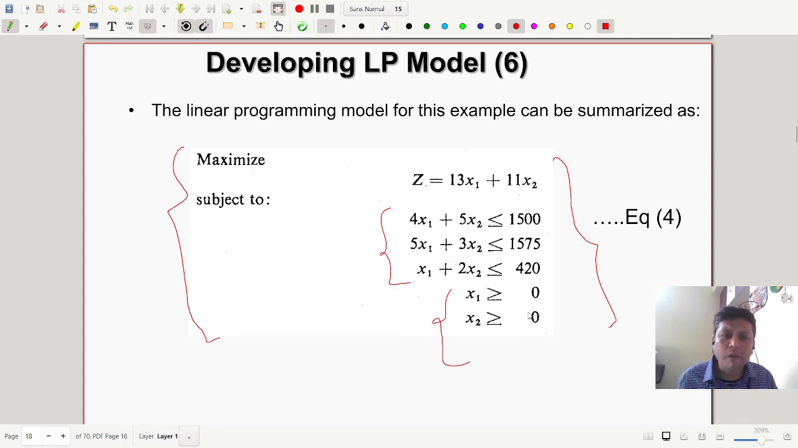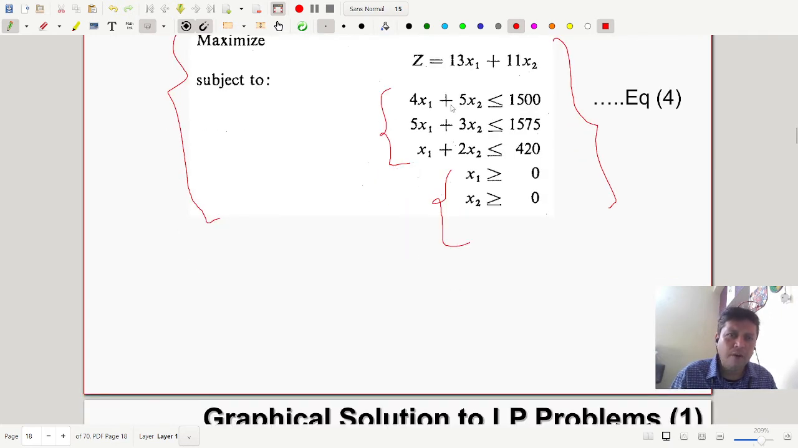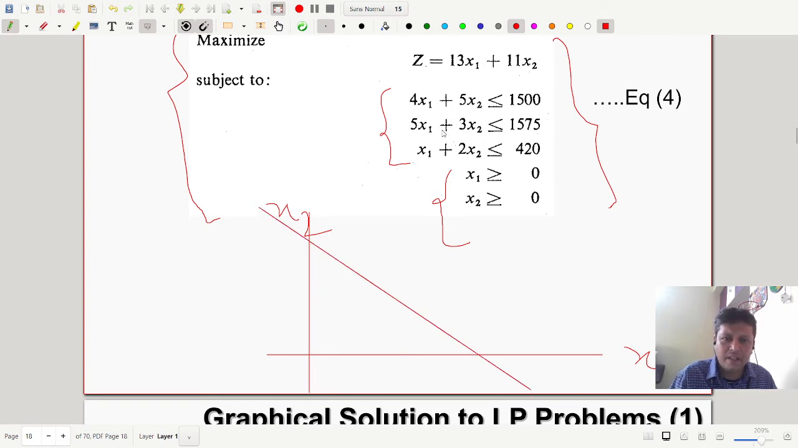Now I want to solve this. You have two decision variables, so I can use the graphical method to solve. How will you use the graphical method? I will have two axes actually. I will take the two decision variables along the axes x1 and x2, and I will plot them as a straight line, because 4x1 plus 5x2 less than or equal to 1500 is a straight line. So you can draw like this.